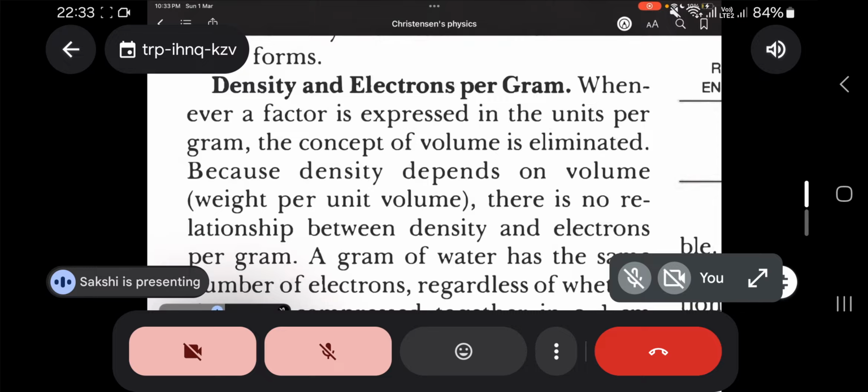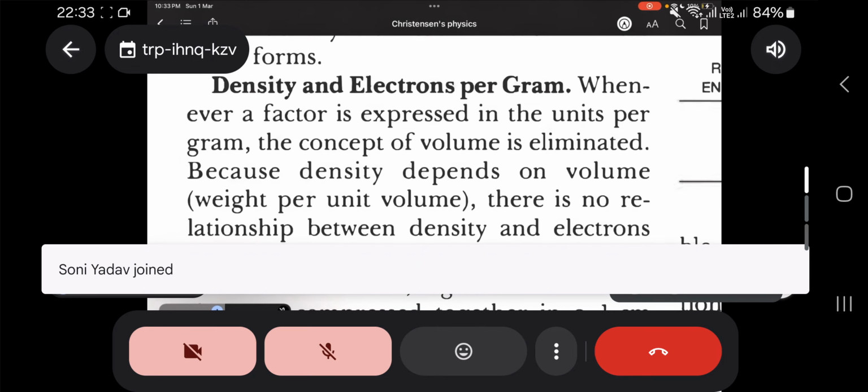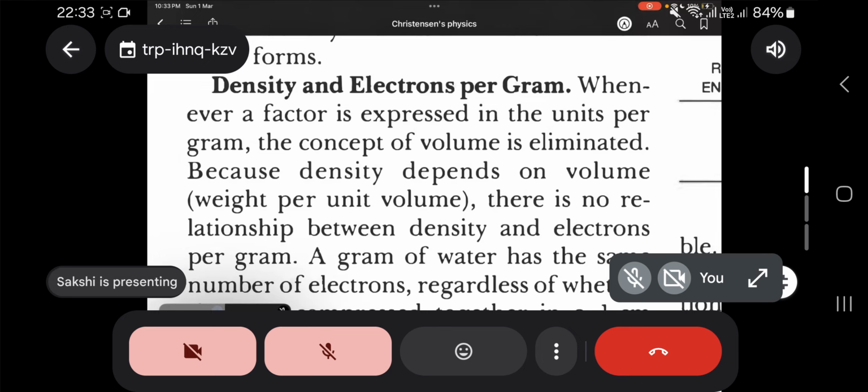So write down this question also. Why is there no relationship between density and electrons per gram? After the class, everybody is answering all these questions now. Whatever we are writing in the class, please tell me yes or no.